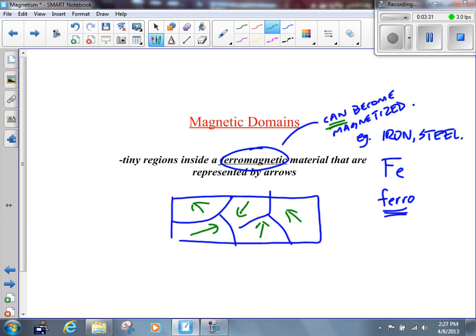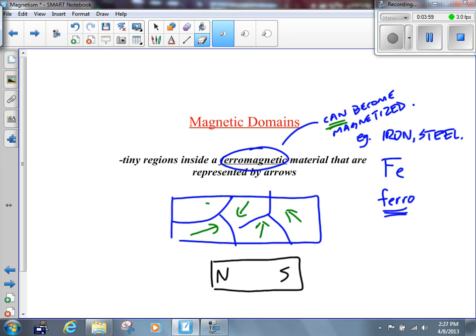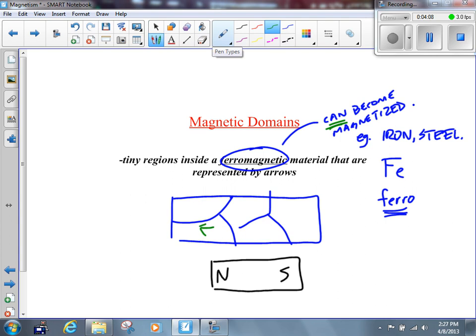One way that I can cause these domains to align in the same direction, and therefore form a magnet here, is to bring another magnet nearby. Here's a magnet with a north pole and a south pole. That magnet has domains in it as well that are already aligned. Those already aligned domains will have an effect on these domains in the non-magnetized ferromagnetic material. They will cause these domains to become more or less aligned, more or less pointing in the same direction. They're going to point like this.